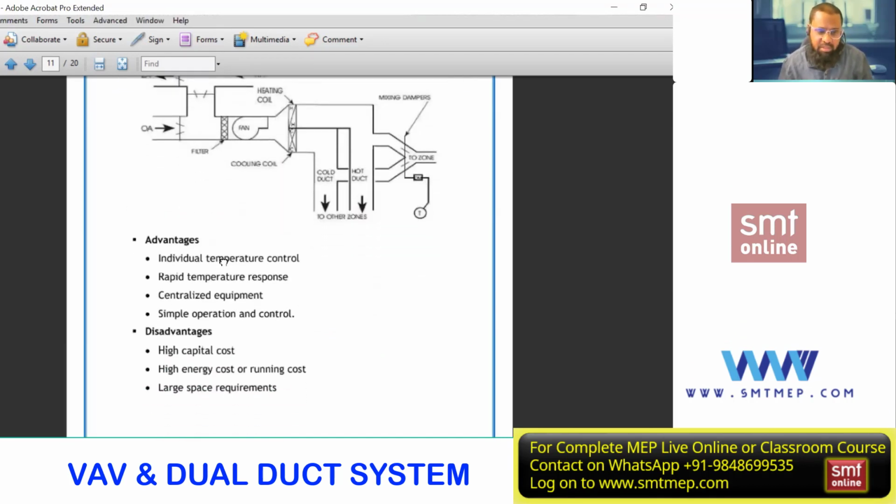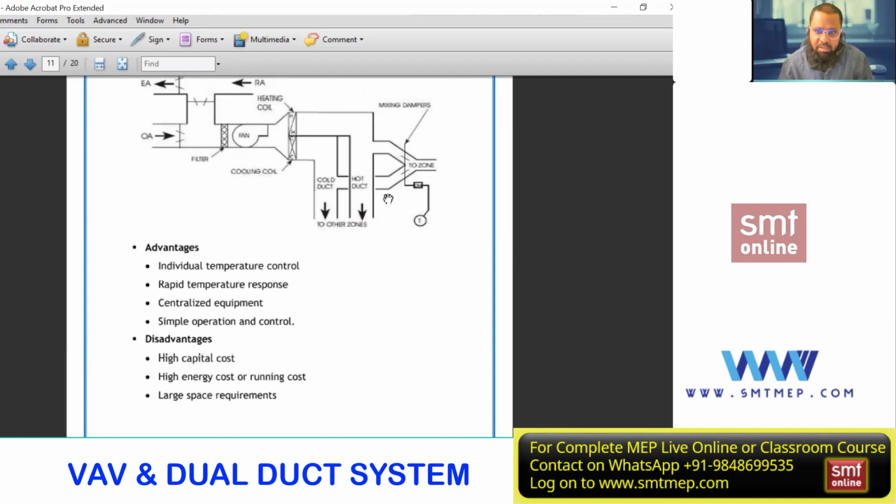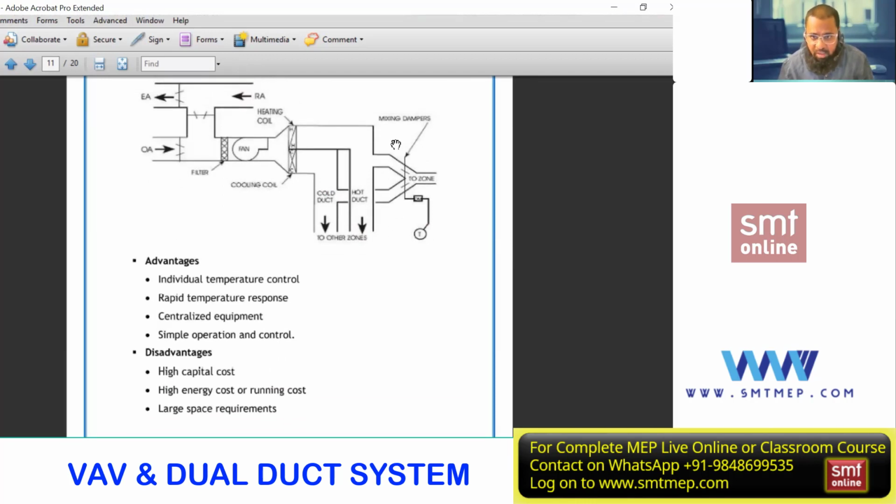So here you see advantages. Individual temperature control, which means in this also you can expect multiple zoning, number of mixing dampers equal to number of zones. Rapid temperature response, this is a major advantage. Centralized equipment, simple operation and control.